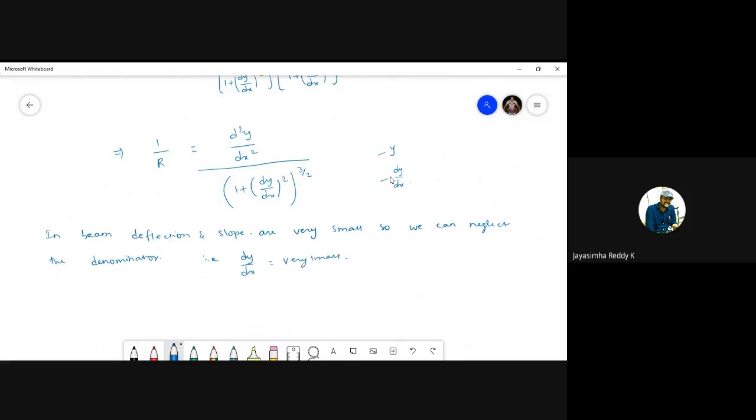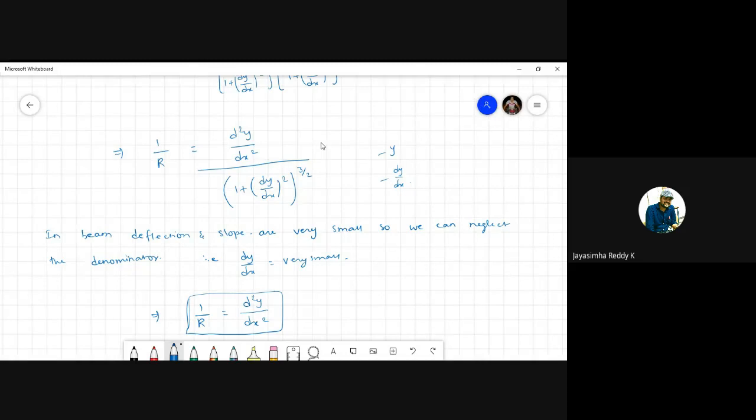When this is very small, that is, very small in the sense less than 1.0 something, then 1 to the power of square, and 1 to the power of 3 by 2, so it becomes just 1. It will be equated to 1. So I can neglect the denominator. So 1 by r can be written as d square y by dx square. Is it clear? So this is one of the important relations, students. This is the important relation.